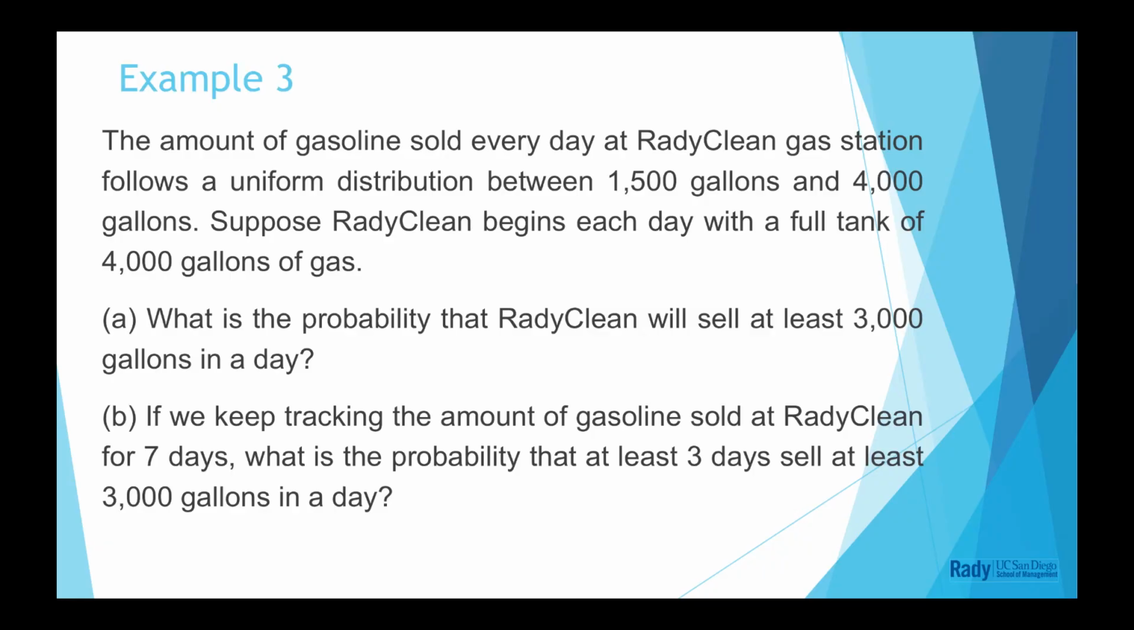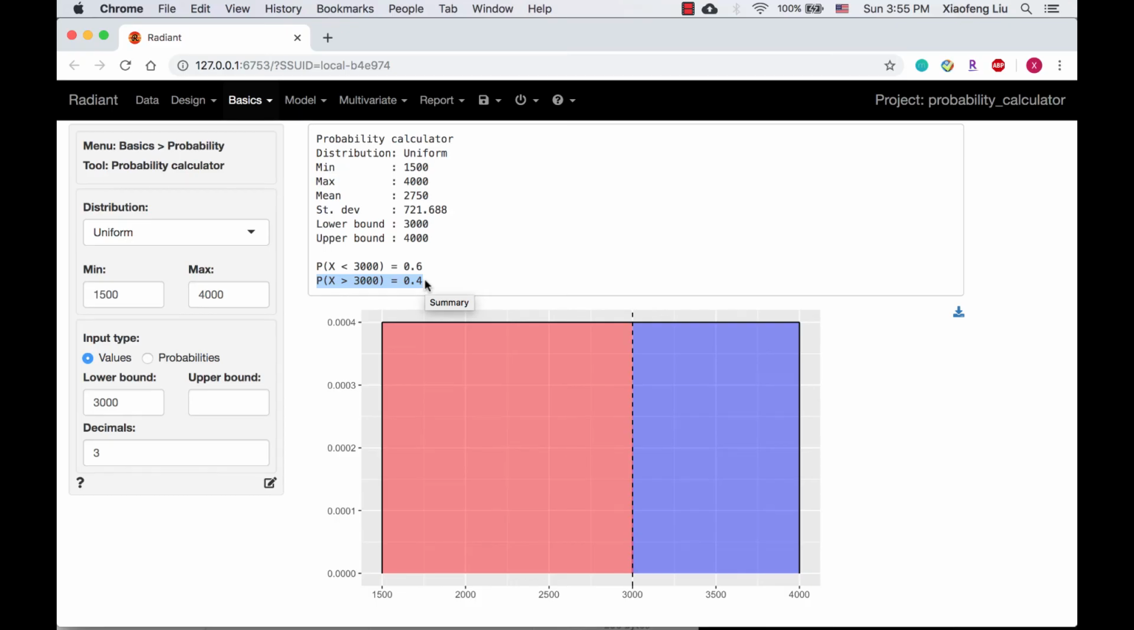Let's move on to question B. If we keep tracking the amount of gasoline sold at Really Clean for 7 days, what is the probability that at least 3 days sell at least 3,000 gallons in a day? It is similar to what we did in example 2. For each day, it is a binary outcome, either selling at least 3,000 gallons or less than 3,000 gallons. We have calculated the probability of selling at least 3,000 gallons in a day in question A, that is 0.4.